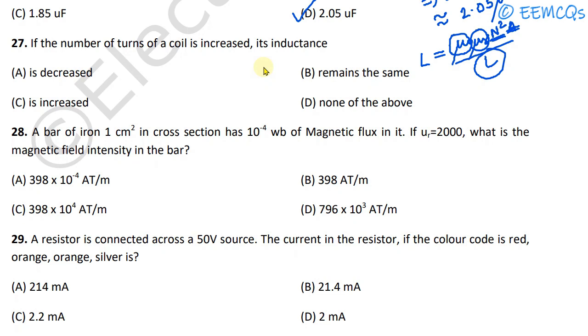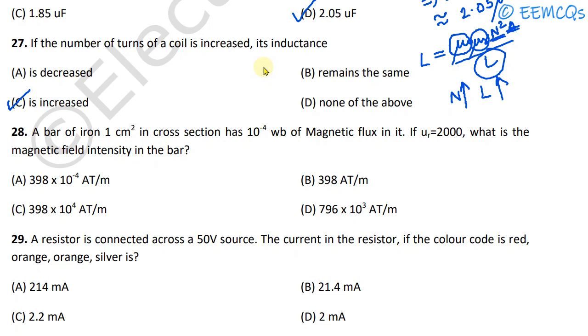Now if N is the turns, then with increase in the number of turns, L will also increase. So if the number of turns of a coil is increased, its inductance will also be increased. So option C is the correct answer.